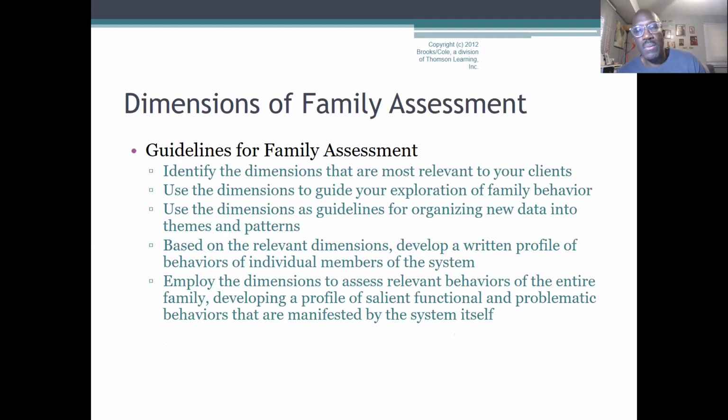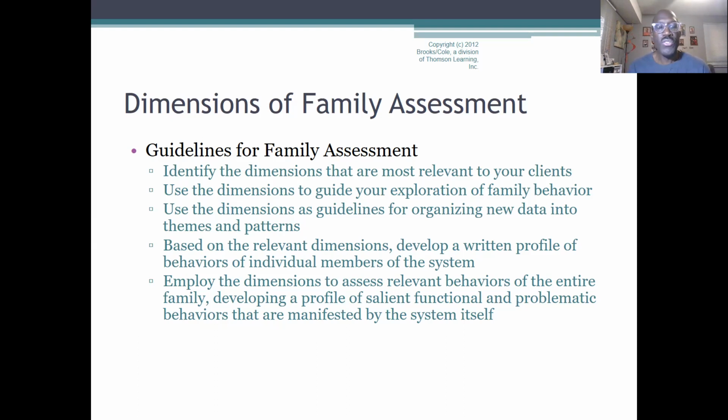When we think about the dimensions of the family assessment, we've got to identify the things that are most important to your clients. We've got to guide the exploration of family behavior. So really help people understand: we've been a family forever, and we've got certain behaviors we involve ourselves in, and we never stop to think about why we do those, whether those are helpful for the overall progress of the family or whether they are to their detriment. So we explore that with families to help them learn about what they do and whether it's helpful or not.